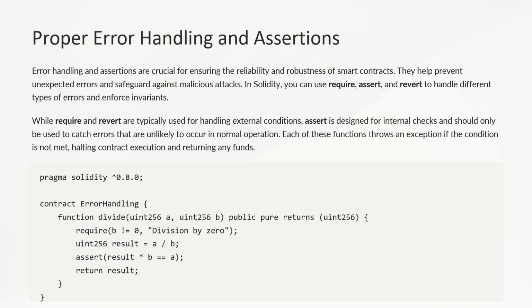The function uses assert to ensure that the division was performed correctly. This is an internal consistency check to catch any unexpected behavior or bug. Finally, the function returns the result of the division. The require and assert statements provide robust error handling, ensuring that inputs are valid and internal logic is consistent.